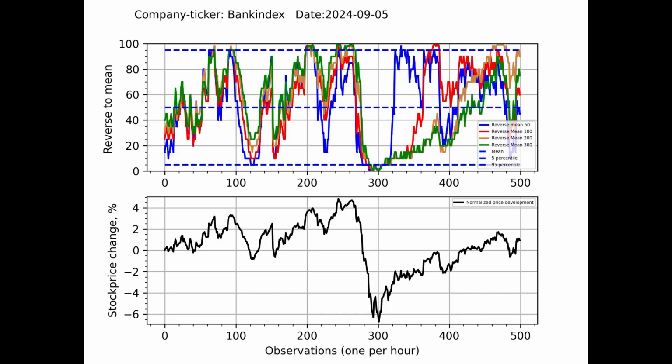Reverse to mean graph. This graph shows deviations from the historical average. It illustrates how the bank index deviates from the historical average at a specific point, around 300 hours. The deviation is measured by how much the index differs from the average index value, and these deviations can be compared to various moving averages for a more nuanced view.